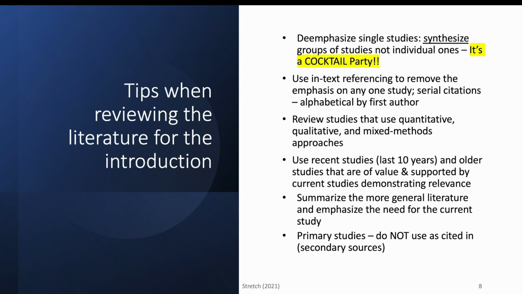And so when you're coming to talk to somebody about your literature, you need to think about it in themes and use those serial citations, which are alphabetized by first author, and make sure that you have a mix of studies, right? You're not just looking all at qualitative, all at quantitative, or all at mixed methods. You want to make sure that you have a mix of different types of studies, that those studies are within the last 10 years, or if they are older, that you support them with more current research.